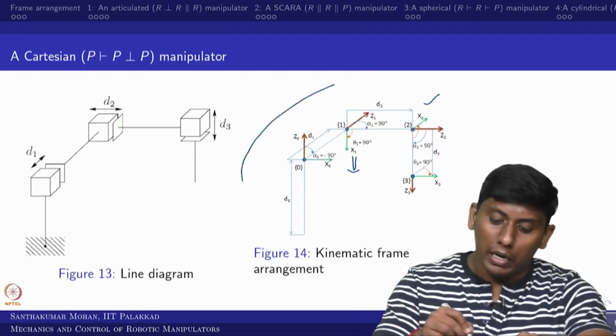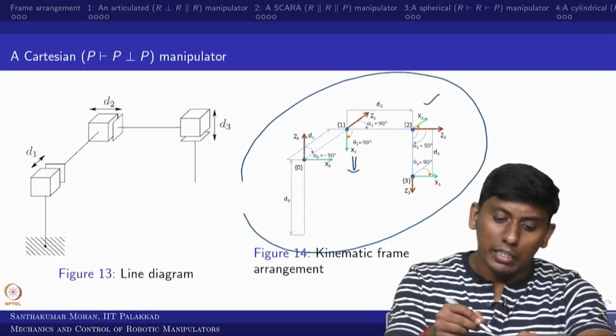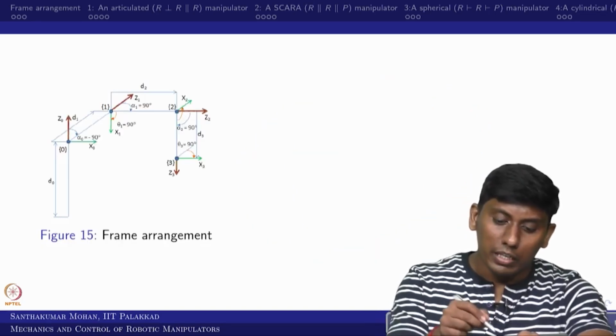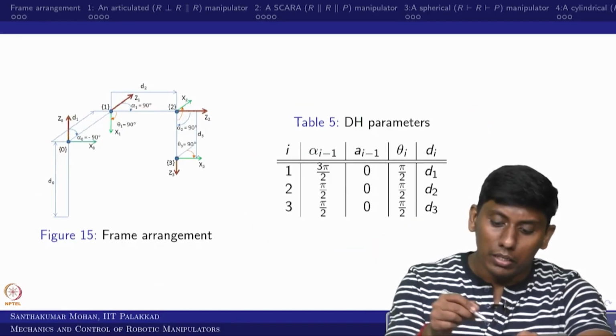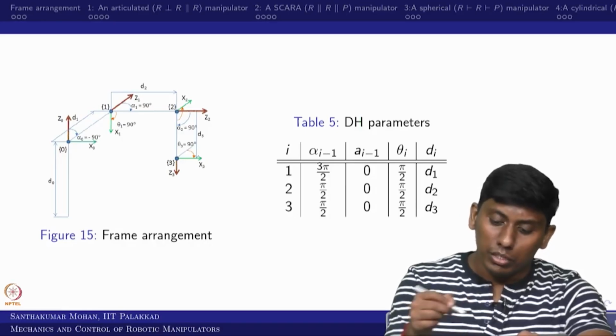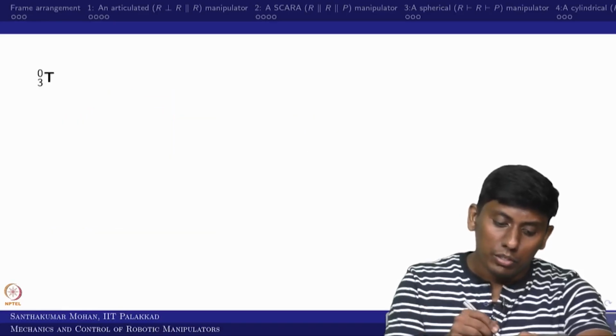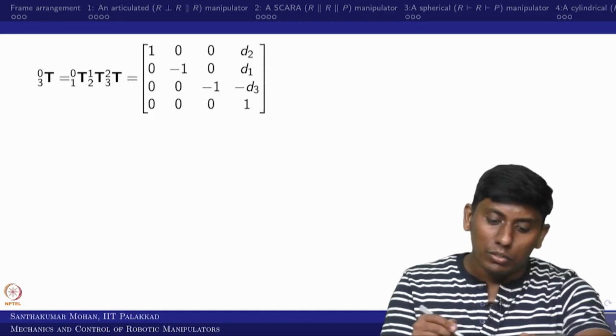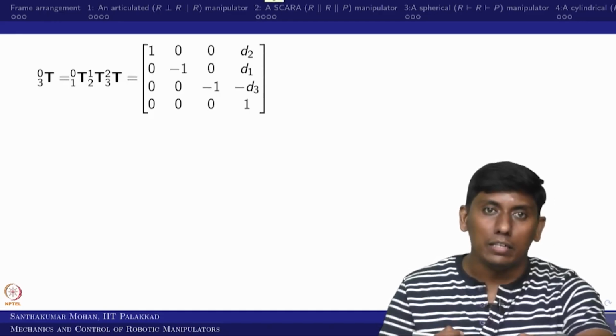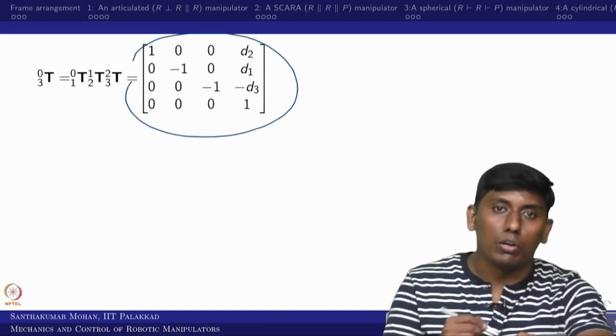Now I leave this as an exercise. You find the DH parameters and cross-check whether you are getting the same DH parameters that I am getting. So you substitute that, and finally you will get this. So what one is supposed to do is that this matrix needs to be cross-checked.